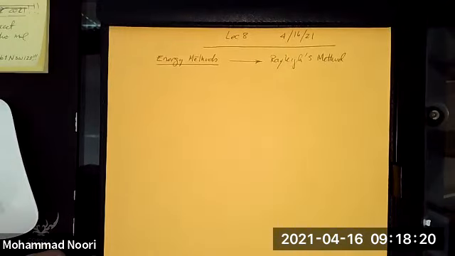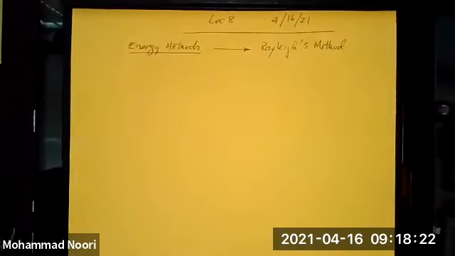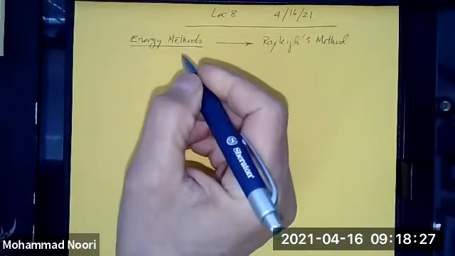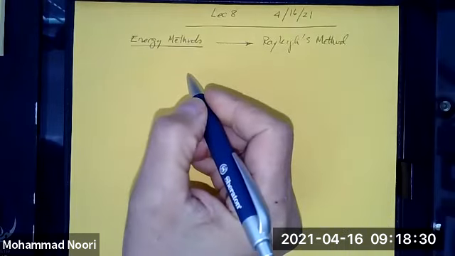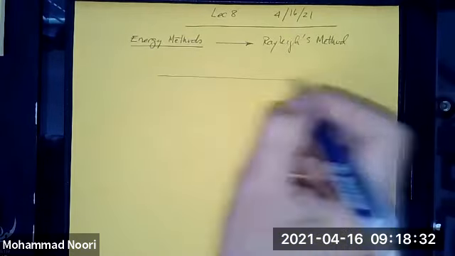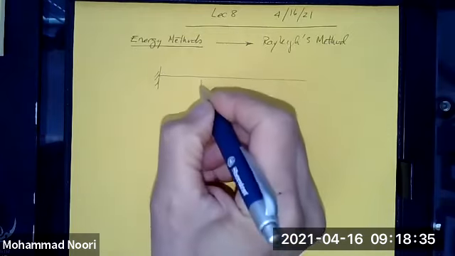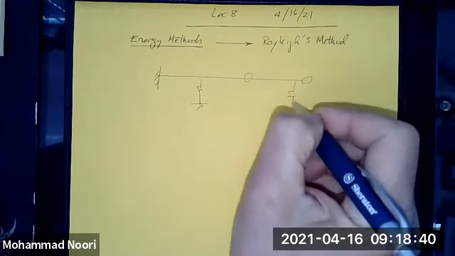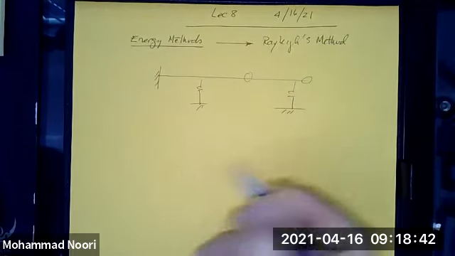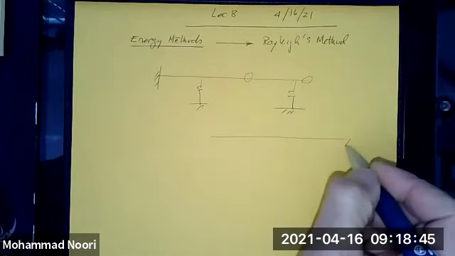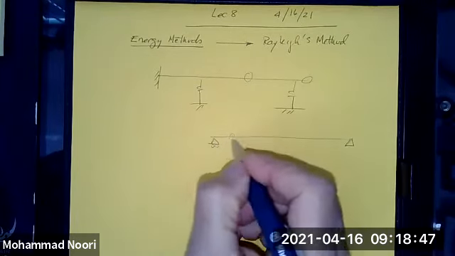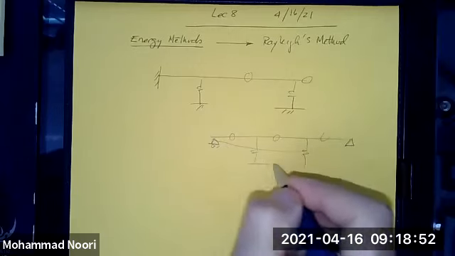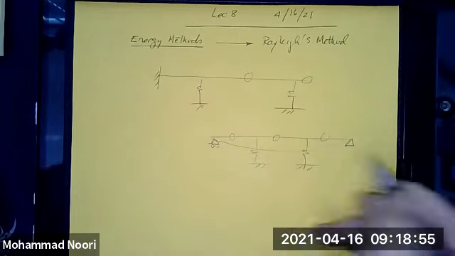Rayleigh's method, which is based on the concept of conservation of energy, right? It said that if you have any simple structure, let's say a cantilever beam with a bunch of lumped masses and a bunch of lumped springs, or you may have a simply supported beam with a bunch of masses and a couple of spring supports, okay, that's rotating machinery.